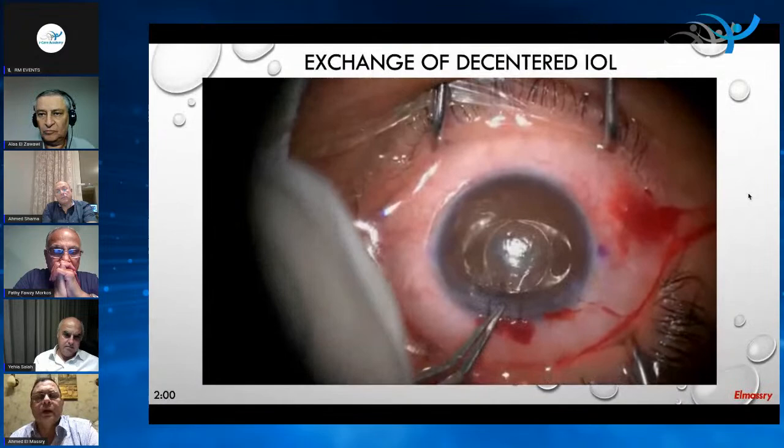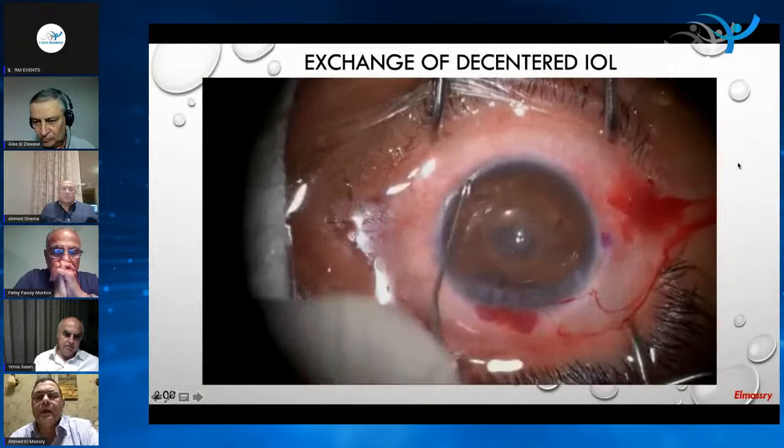So at the end, you have the iridotomy. Don't forget to do the iridotomy to prevent the capsular block and the increase of the intraocular pressure.